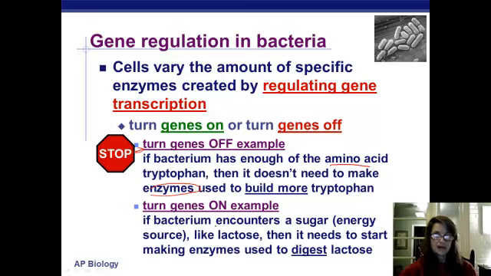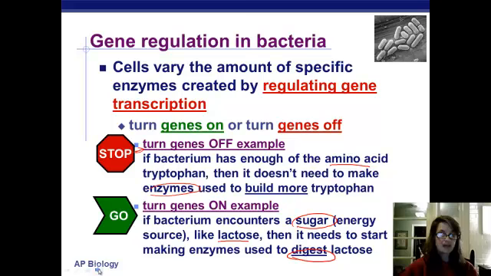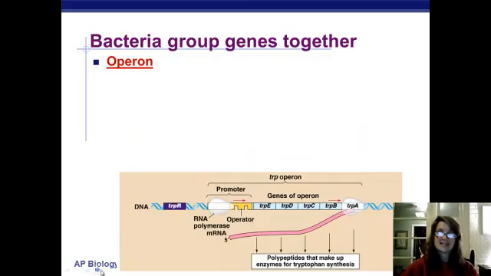Or, for example, if a bacterium all of a sudden finds itself in an environment with a sugar it wasn't using before, like lactose, it can turn on the genes that make the enzymes to digest lactose because it's got a new environmental signal. So there's all kinds of stop and go signals that a cell could use to shut its genes off and turn its genes back on again to be very, very efficient in its use of resources.